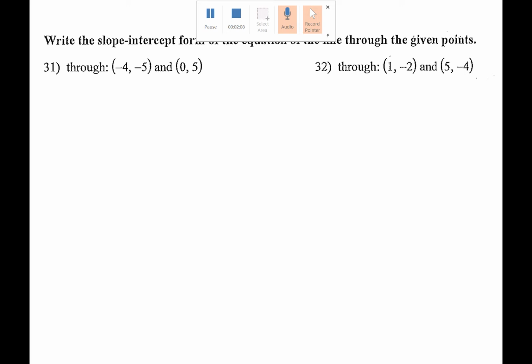31, write the slope-intercept form of the equation of the line through the given points. First thing you want to do is find your slope. So I'm going to do 5 minus negative 5 and 0 minus negative 4. So that's actually 5 plus 5, which is 10, and 0 plus 4, which is 4. That's going to give me a rise over run of 5 over 2.